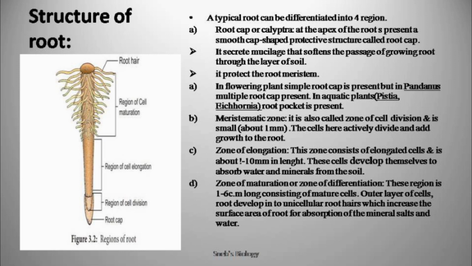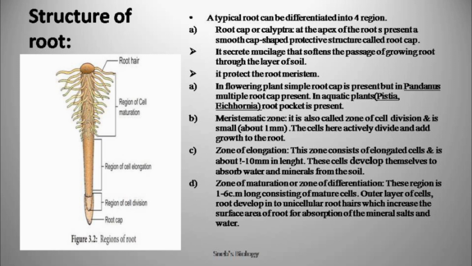Structure of root. A typical root can be differentiated into four regions: root cap or calyptra, meristematic zone, zone of elongation and zone of maturation or zone of differentiation. The root cap region. At the apex of root is present a smooth cap-shaped protective structure called root cap. It secretes mucilage that aids the passage of the growing root through the layer of soil.